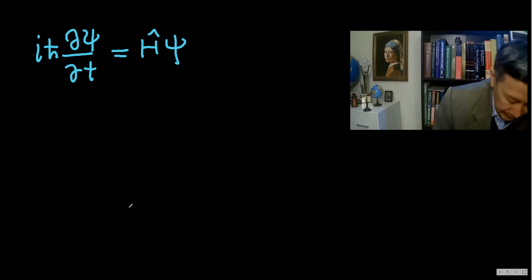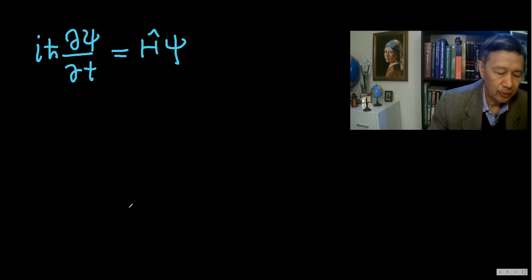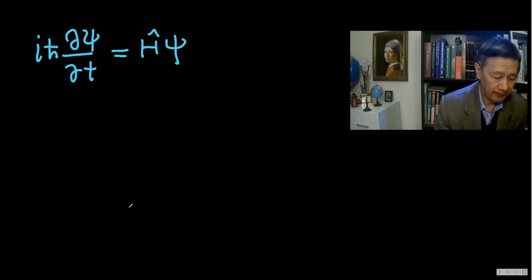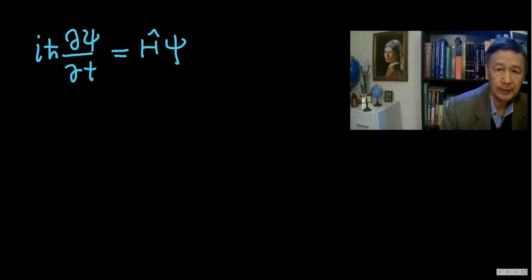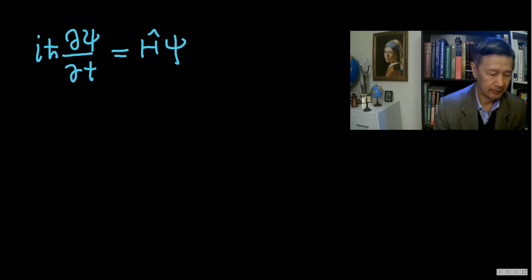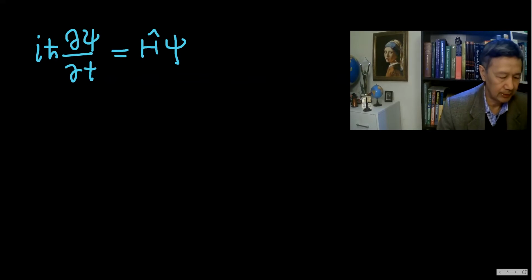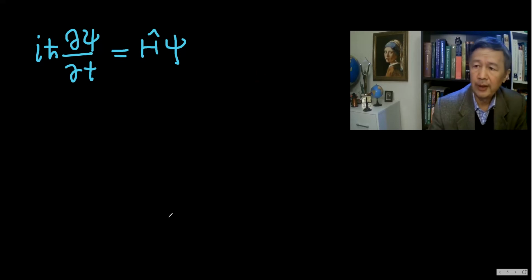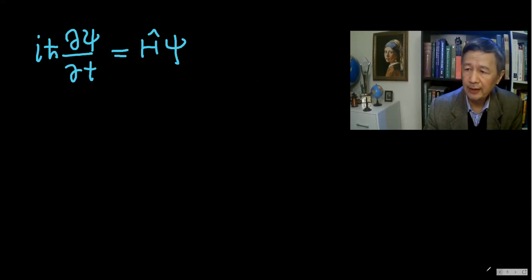So from here, you can see that the Schrodinger equation is fundamentally different from the equation of the electromagnetic wave functions. Okay. So this is the Schrodinger equation. Well, I hope that will help you to understand the two different types of wave functions and the wave equations in physics.